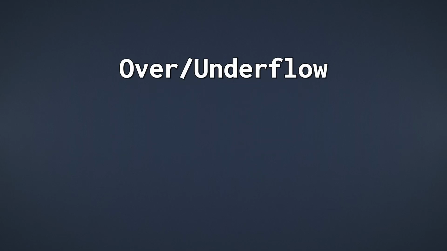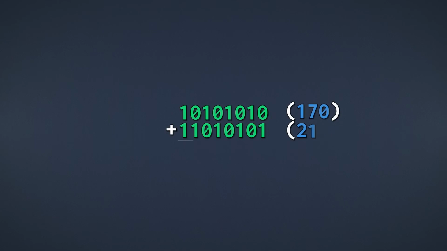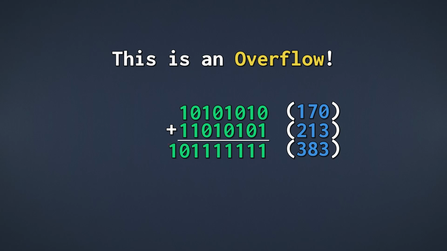There is, however, something to look out for: overflows and underflows. In computer science, we often limit ourselves to a specific number of binary digits. Let's say we are limited to 8 binary digits. What happens when we add two numbers together and the result takes up more than 8 digits? This is what's called an overflow. As you can see here, our result ends up using 9 digits, even though we are limited to 8.